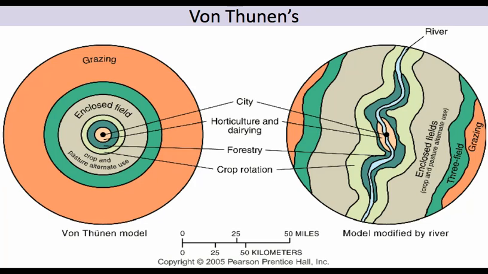Then it just gets a little bit more open-ended. Crop and pasture, alternate use. So thinking mixed livestock and crop. Again, kind of just moving outward from there until the outsides are going to be for grazing for the large modes of livestock ranching.